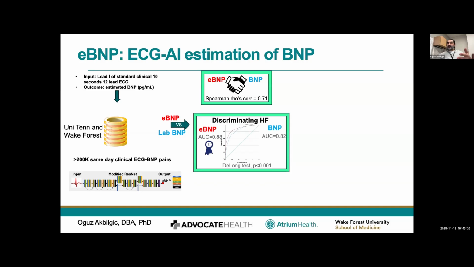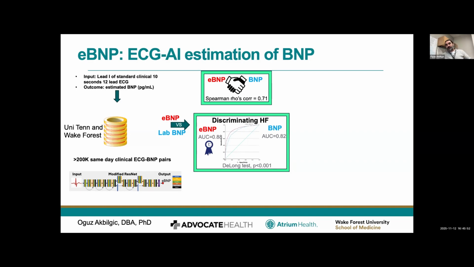When we use lab BNP versus eBNP to detect heart failure, eBNP actually detects heart failure better. Of course, it may seem contradictory that an estimation of something can be better. We are looking at this from the heart failure perspective, and apparently there's a condition called BNP deficiency, especially with high obesity and heart failure with preserved ejection fraction.